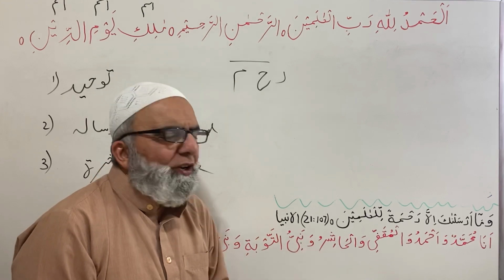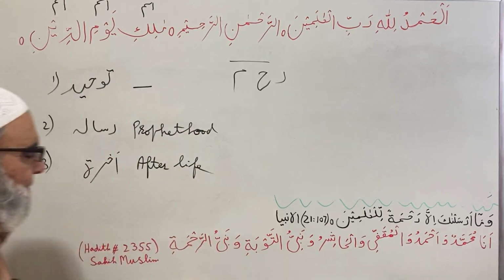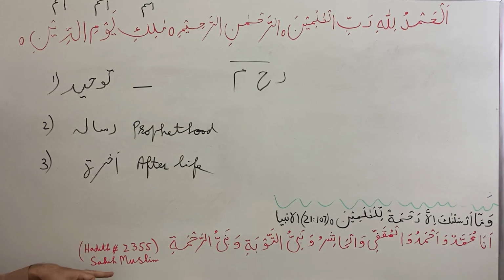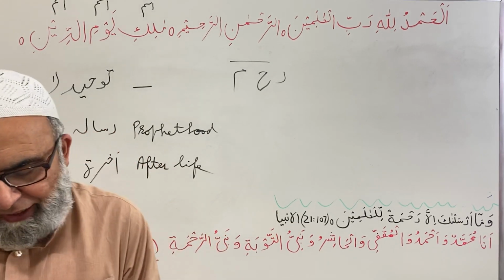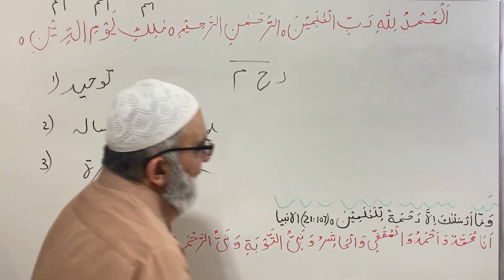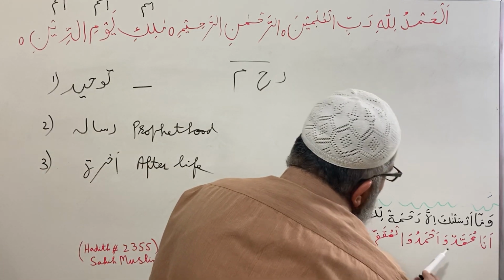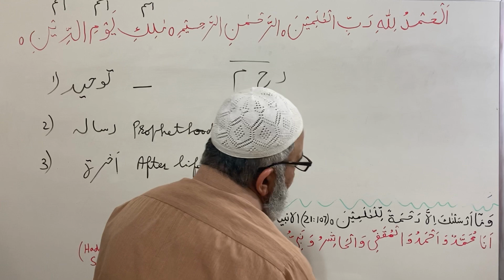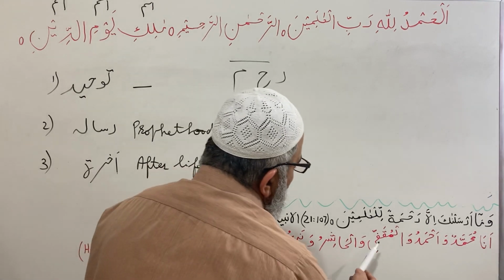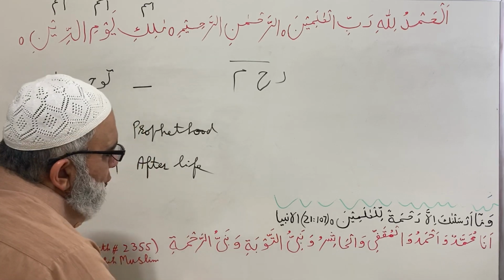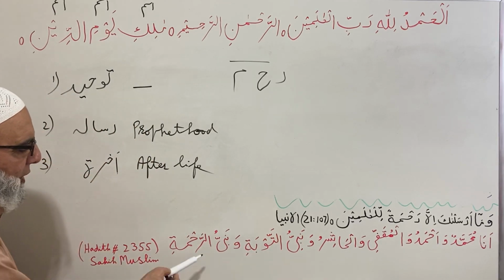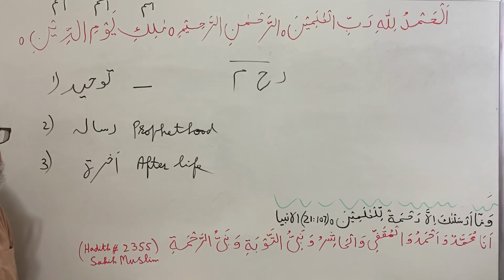There is a very beautiful hadith I have written here. This hadith is quoted in Sahih Muslim. In this hadith, Hazur sallallahu alaihi wasallam is telling about his names. What are his names? Ana Muhammadun wa Ahmadu wal Muqaffi wal Hashiru wal Nabiyyu Tawbati wal Nabiyyu Rahmati.